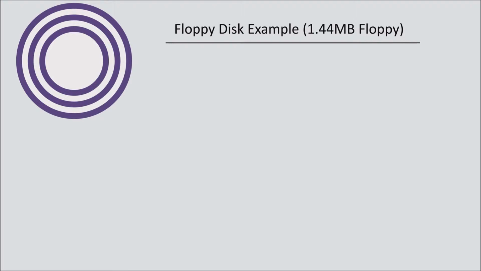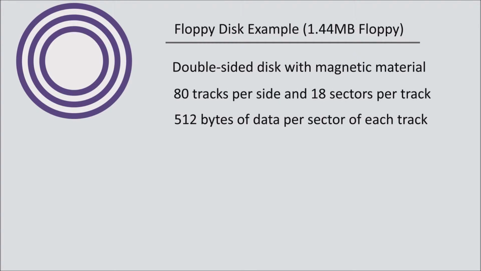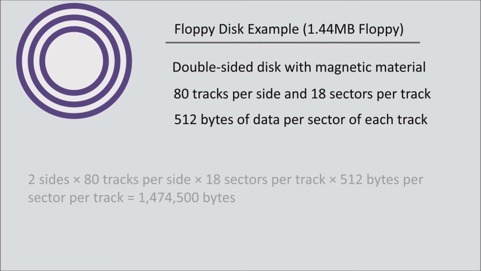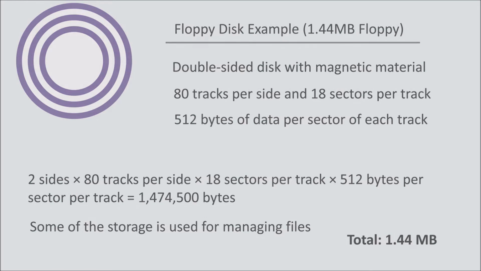Now let's take a floppy as an example. A floppy only has one disk, by the way. However, most hard drives have more than that. It has a double-sided disk with magnetic material, 80 tracks per side with 18 sectors, 512 bytes of data per sector of each track. And we do some calculation on it, we get a huge amount of bytes, but after taking away some for managing files, we get 1.44 megabytes, which is not much at all.